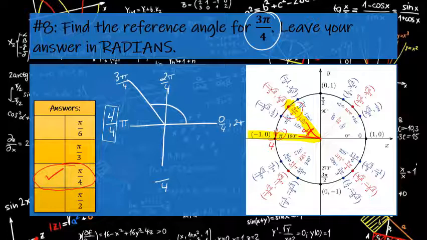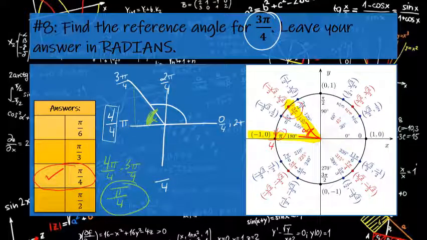Now the reference angle is the distance back to the x-axis. So it's this little angle right here. So what we need to be doing is 4 pi over 4 minus 3 pi over 4. And that difference is 1 pi over 4. That's your reference angle.